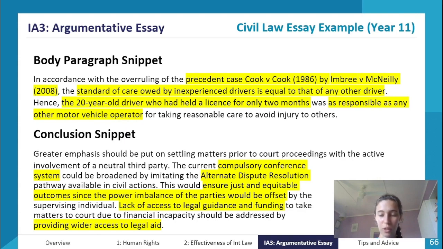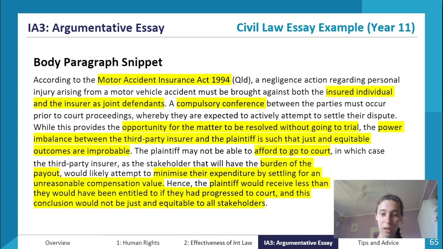So you can see all of your ideas, you just build on them. If you provide a precedent case, you then apply it to your case study in question. If you're explaining the current system and you want to say that it's not just and equitable, then you need to explain why and give a real picture of what that all looks like.